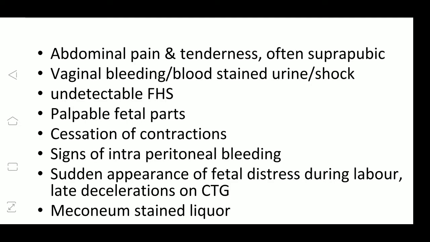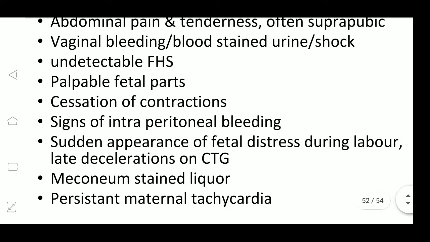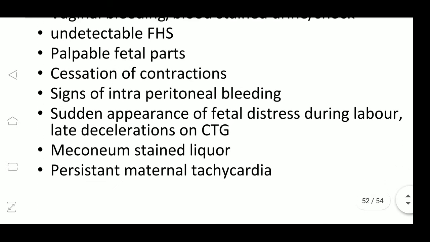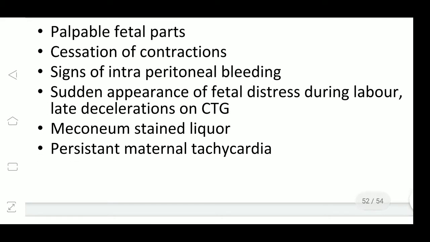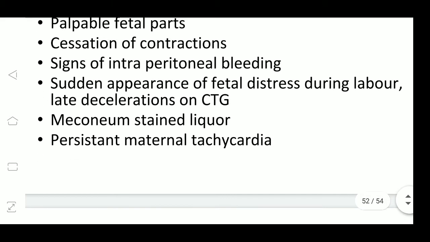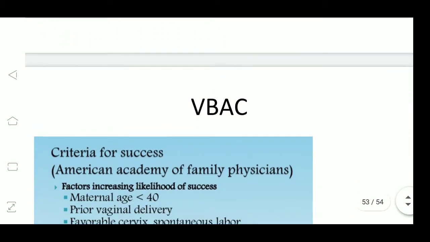The FHS may become undetectable, and fetal parts are easily palpable when there is uterine rupture and the baby has been expelled into the abdominal cavity. Contractions will suddenly stop. There are signs of intraperitoneal bleeding, and there is sudden appearance of fetal distress during labor. There can be late deceleration on CTG. Meconium stained liquor may be present, and there is persistent maternal tachycardia. That is why we should monitor the mother's pulse carefully.